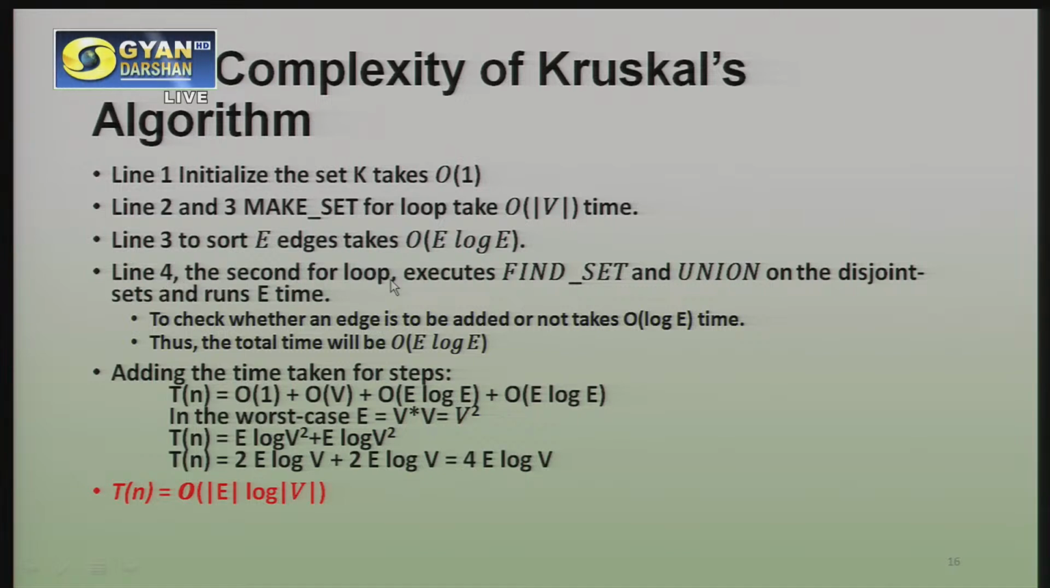The second, at line 4, the loop executes find set and union of the disjoint set. That is run E times. And to check whether there is an edge to be added or not, it takes just log E times, because we can search in a set using binary search if we organize the data effectively. Thus, the total time taken will be once again E log E.